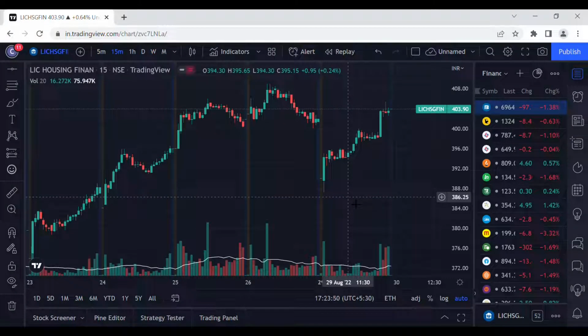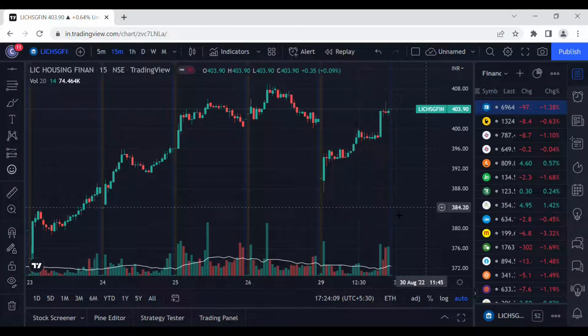Today that is 29th August 2022. We have taken three trades, and the three trades are from three different sectors. So the first trade we'll be discussing is LIC Housing Finance.